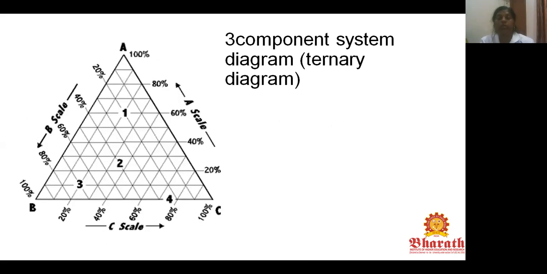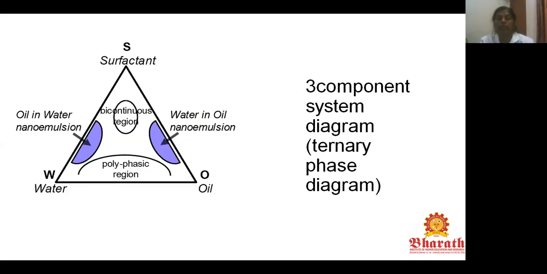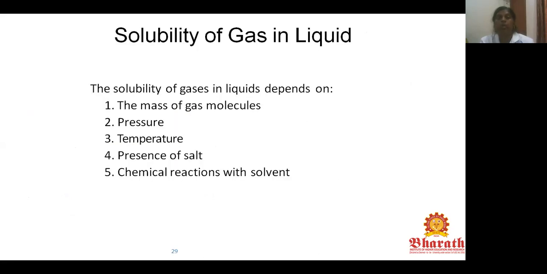This is the three-component system, the ternary phase diagram. This is the ternary phase diagram having water, oil and surfactants. Next, solubility of a gas in a liquid. The solubility of gases in liquids depends on the mass of the gas molecules, pressure, temperature, presence of salt, and chemical reaction with the solvent.